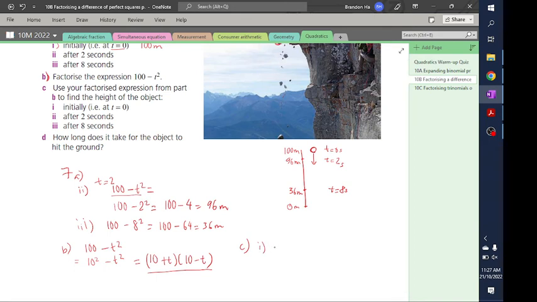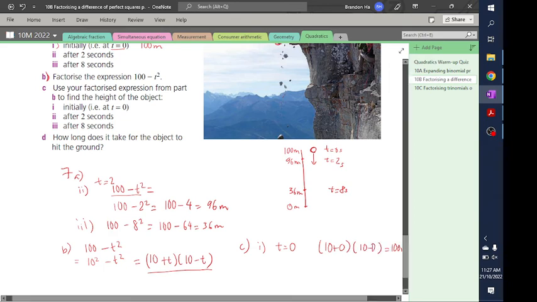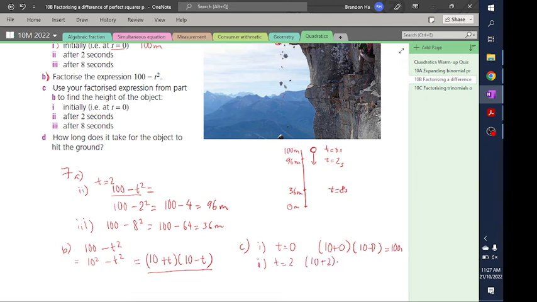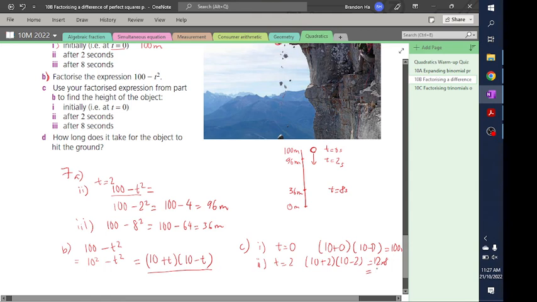So t equals 0, so we've got 10 plus 0 times 10 minus 0, that will give 100 meters, right? T equals 2, so that will be 10 plus 2 times 10 minus 2, that will be 12 times 8 equals 96. Yeah, same thing.